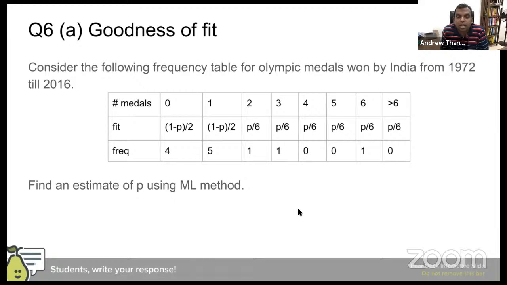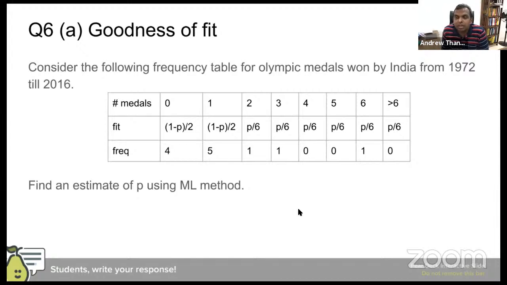The number of medals: 0, 1, 2, 3, 4, 5, 6. 6 is the maximum number of medals India won in this period. Greater than 6, of course, I just added for fun. And this is my fit. I'm expecting a model which puts some weight for 0 and 1 because it's appeared so many times, and very few weights for 2, 3, 4, 5, 6, some p by 6. The frequency is we've won no medals 4 times, 1 medal 5 times, 2 medals once, 3 medals once, and 6 medals once. So this is the fit that we want.